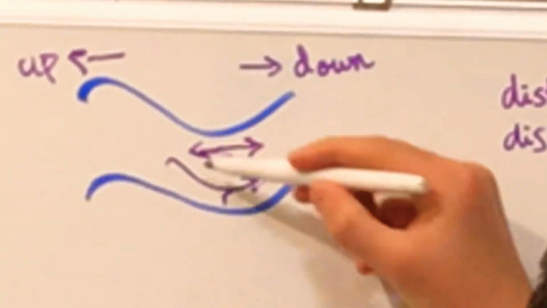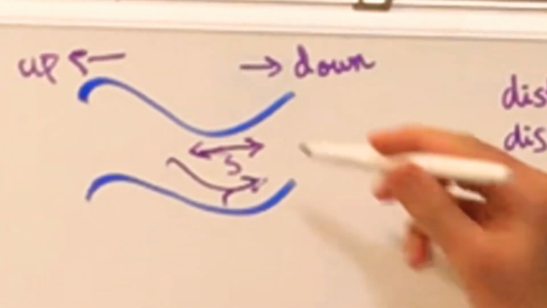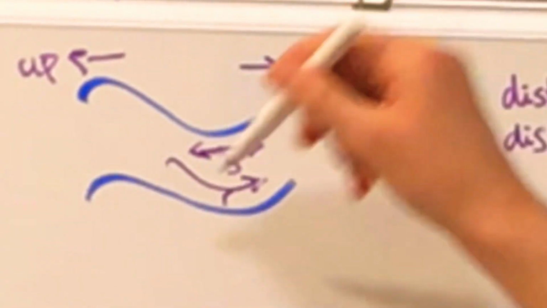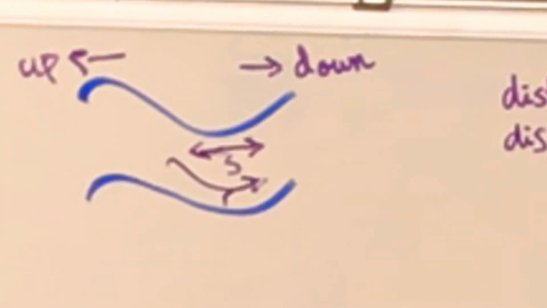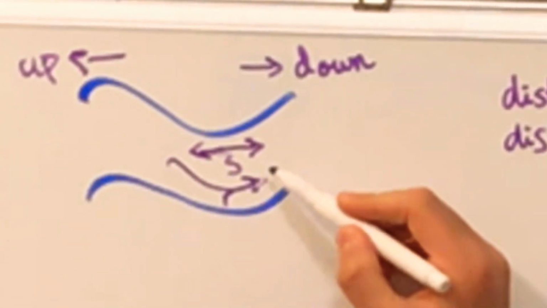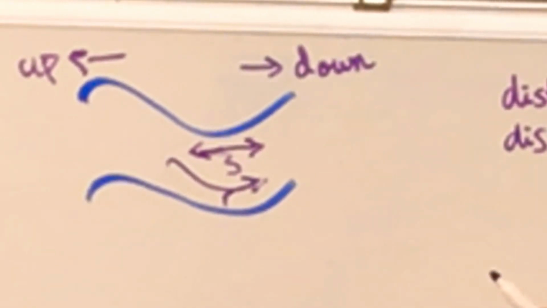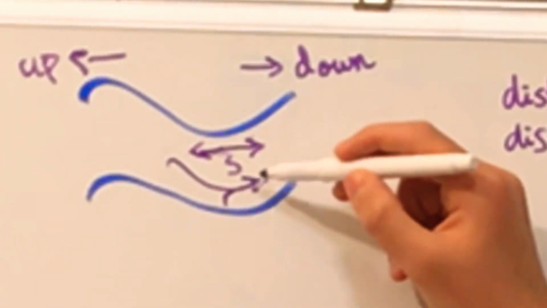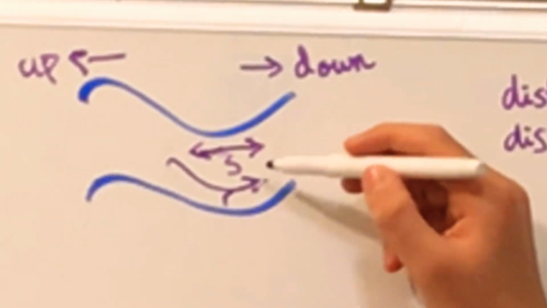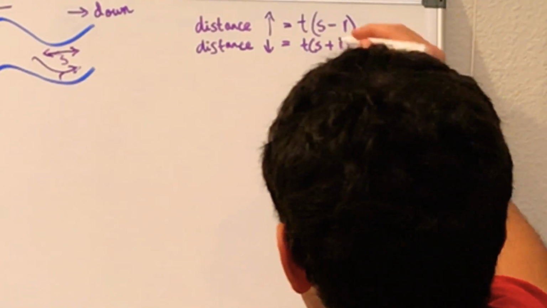When he's going upstream, he's pushing against the current, since the current is going this way, which is downstream. And so he goes slower. He goes at his speed minus the speed of the current, because it's pushing him back at that speed. And when he's going downstream, he's going with the current, so he's going at his speed plus the current speed. And what we're asked to find is how long it will take him, in minutes, when there's no current. So let's just write down some equations.